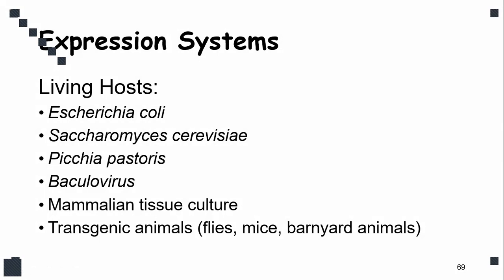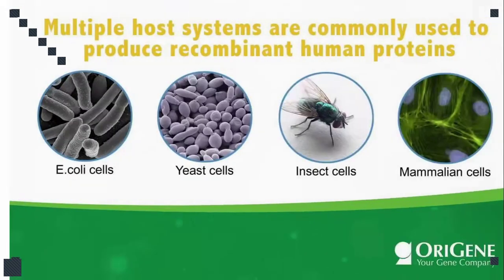The expression system is usually a living host, whether bacteria, in this instance E. coli; whether eukaryotic, in this instance Saccharomyces cerevisiae or Pichia pastoris; or whether viruses, such as baculoviruses, adenoviruses, lentiviruses, as I mentioned earlier; and then mammalian tissue culture, and then transgenic animals, e.g. flies, mice, and barnyard animals.